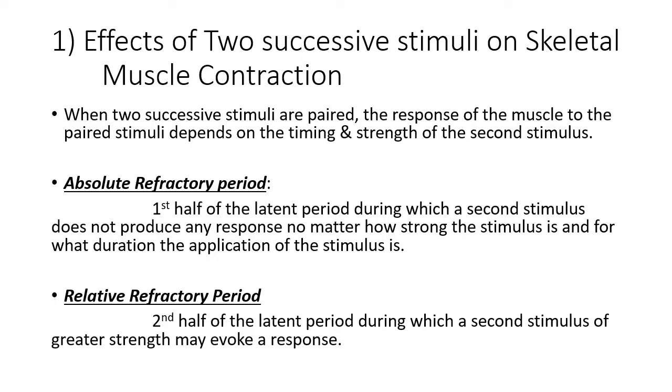The first is the absolute refractory period. It is the first half of the latent period, during which a second stimulus does not produce any response, no matter how strong the stimulus is and for what duration it is applied. So what is the absolute refractory period? It means in that particular period a second stimulus has no effect, completely no effect.